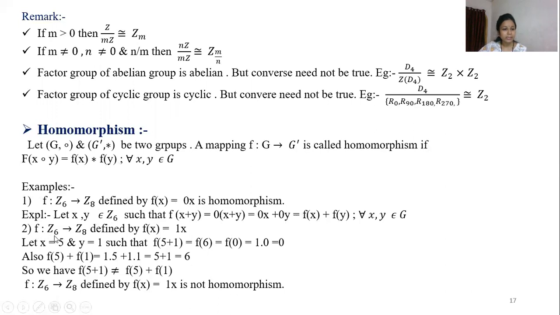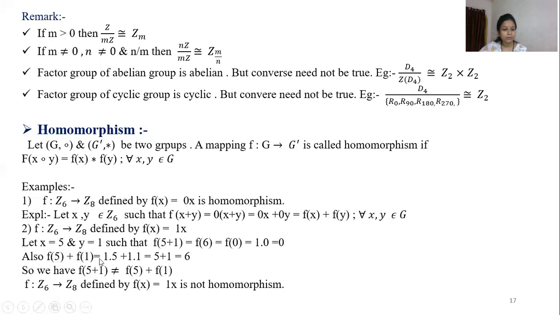Second, suppose f is a mapping from Z6 to Z8 defined by f of x equals 1x. Check whether it is a homomorphism or not. Consider any two elements in Z6. Suppose x is 5 and y is 1. Find out the LHS, f of 5 plus 1. That is f of 6. 5 plus 1 is 6. 6 is nothing but 0 in the domain. It is f of 0. 1 into 0 is 0.